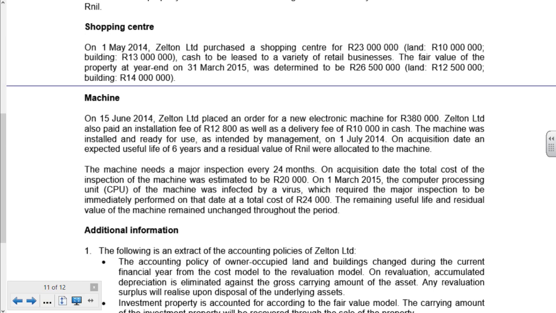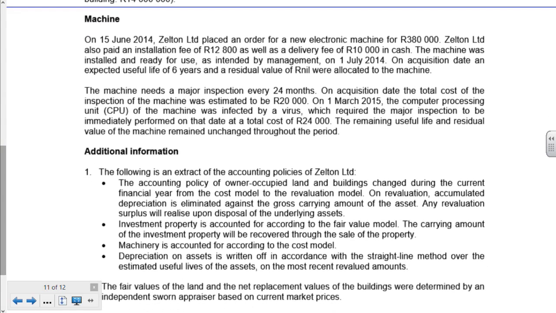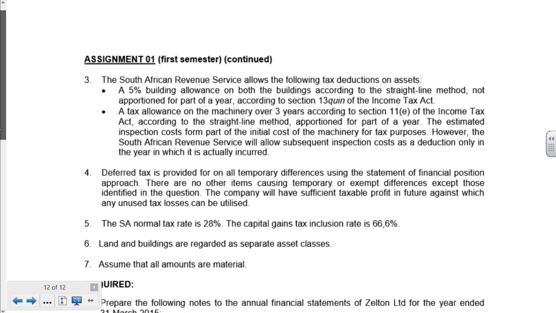The machine needs a major inspection every 24 months. On acquisition date, the inspection was estimated to be 20,000. On the 1st of March, the CPU was infected by a virus, and then it required an inspection to be immediately performed. The remaining useful life and residual were unchanged. Here's some more additional information, but I think it doesn't have. Machinery is accounted for using the cost model.